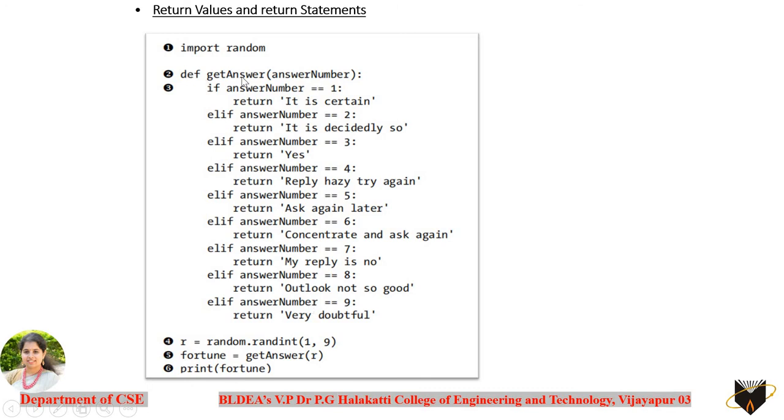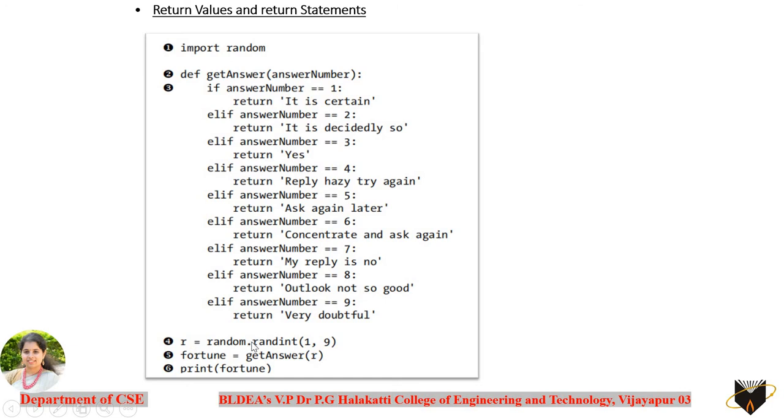Whenever you are defining this function, if the number is 1, simply by using the return keyword, this is a return keyword. This can be used whenever you want to return any value back to the place where the function has been called. Here you can see it is returning a string. This part right from the if to the last else if is entirely the body of this function, that is get answer. Let's see how it is done.